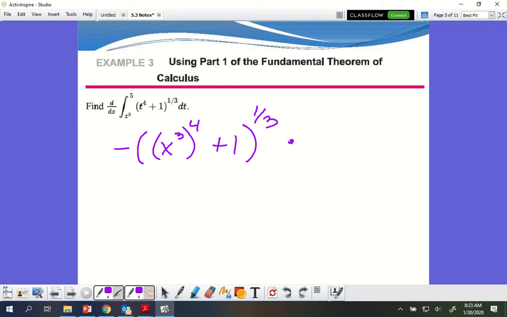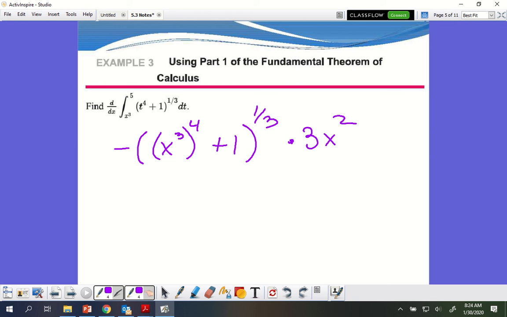Times 3x squared. Good job remembering all parts on that. Okay, where'd that negative come from? There was a rule. If we are taking this and we got to flip it over, I want my x cubed on top, so I negate my integral first. Then when I plug it in and clean this up, that would be x to the 12th, very good.